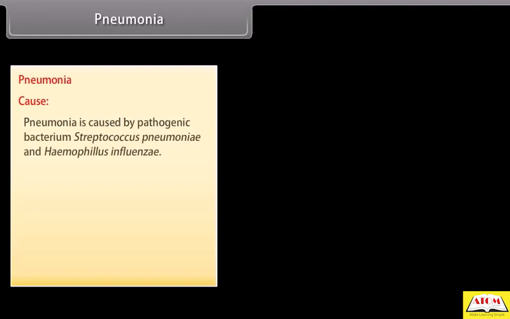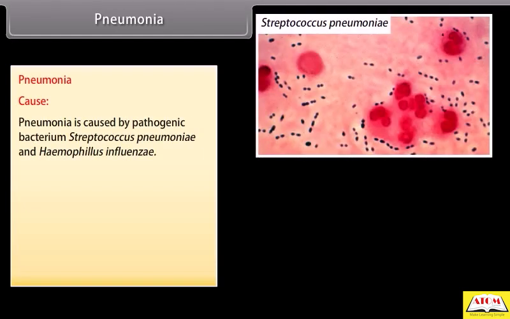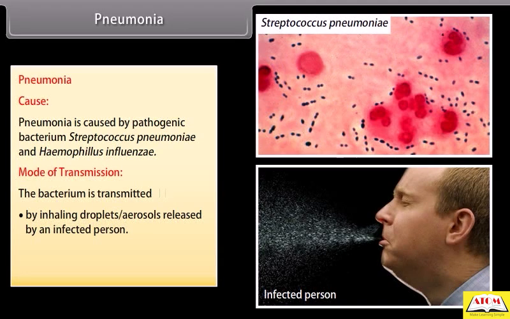Pneumonia. Cause. Pneumonia is caused by the pathogenic bacteria Streptococcus pneumoniae and Haemophilus influenzae. Mode of transmission. The bacterium is transmitted by inhaling droplets and aerosols released by an infected person, and by sharing utensils with an infected person.